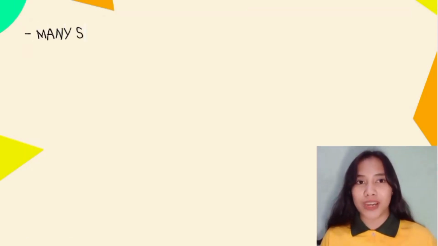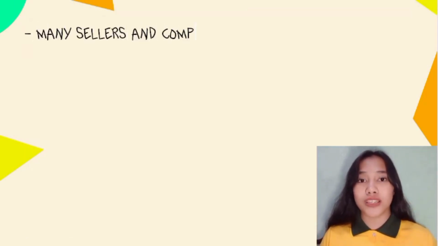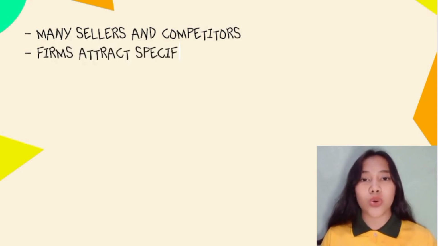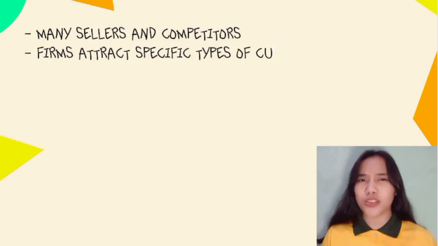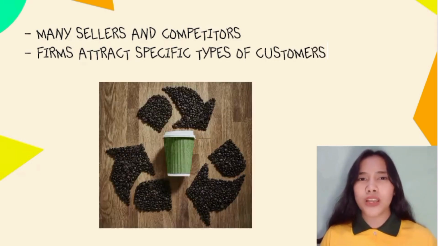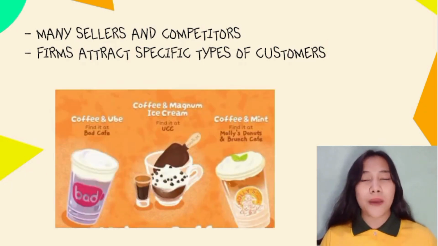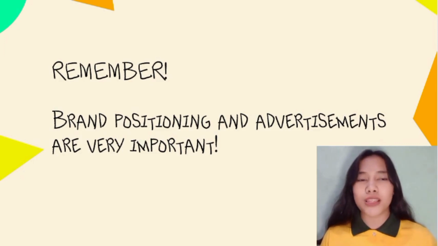Given that in this market, there are a lot of sellers, thus competitors, companies differentiate their products to attract specific types of customers. For example, one coffee brand might focus on being eco-friendly, while another emphasizes its unique flavors. Remember, in monopolistic competition, brand positioning and advertisement play such big roles, simply because they could be the deciding factor of the customers to buy their product.